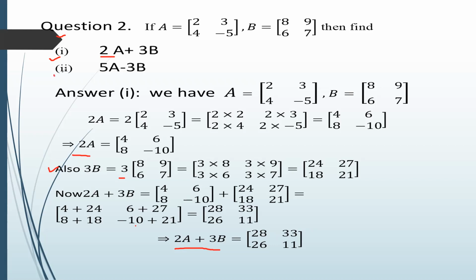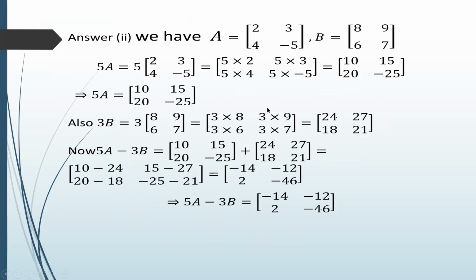Now we go for the second part, which is 5A minus 3B. So here we have A is 2, 3, 4, minus 5 and B is 8, 9, 6, 7. So first we find 5A. So 2, 3, 4, minus 5. Now we multiply each element by 5. So this will come 5 multiplied by 2, 5 multiplied by 3, 5 multiplied by 4, 5 multiplied by minus 5. So this will come 10, 15, 20, and minus 25.